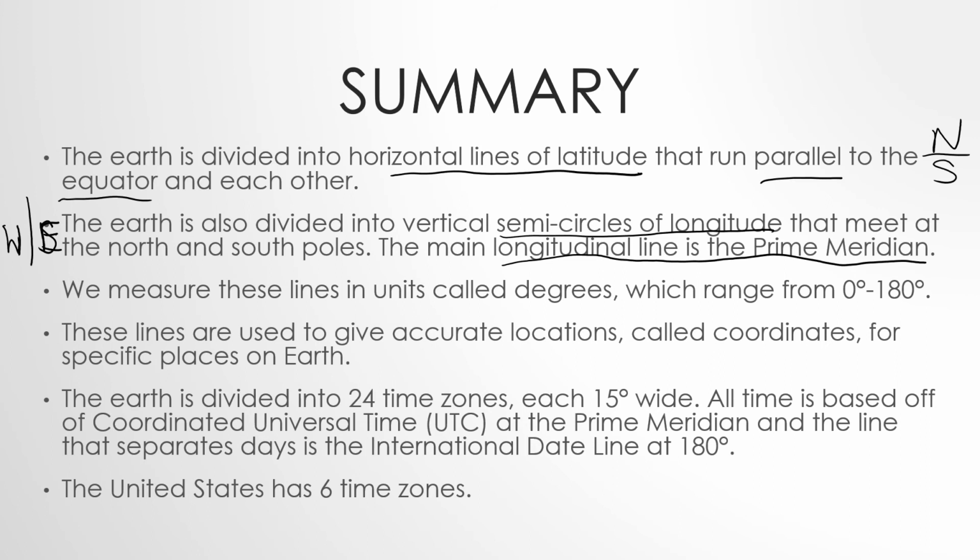We also talked about time zones. The Earth is divided into 24 time zones, one for every hour, and each is 15 degrees wide. All of this time is based off of the Coordinated Universal Time, UTC, at the prime meridian. The line that separates days is on the opposite side of the world from the prime meridian, and it's called the International Date Line. And the United States has 6 time zones.